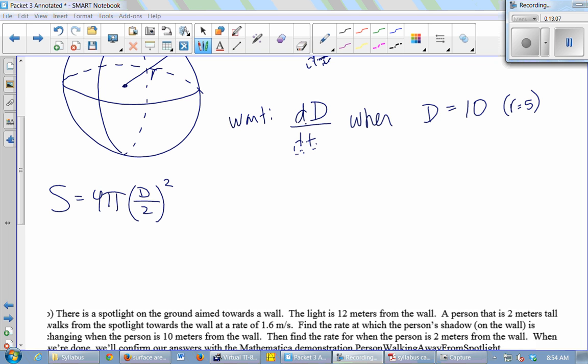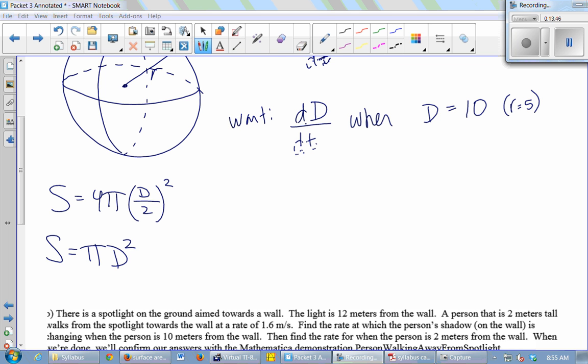So I could rewrite this as surface area is 4 pi times D squared over 4. So my 4's would cancel, and I just get pi D squared. Not taking a derivative, just simplifying. I just took that fraction D over 2, square the top, square the bottom, and the 4's cancel. All right, so I now have a relationship between the two variables of interest, surface area and diameter.